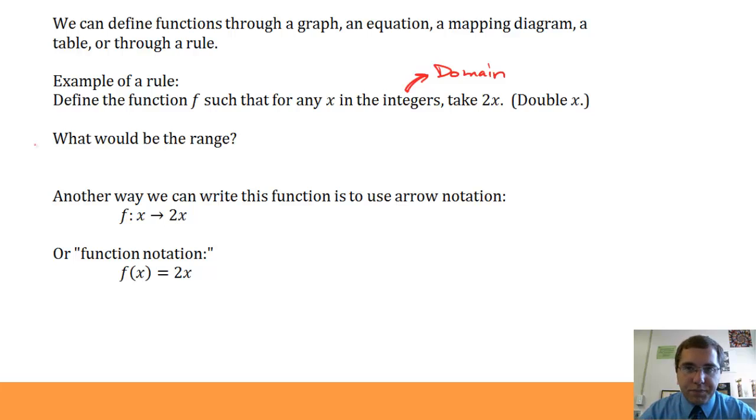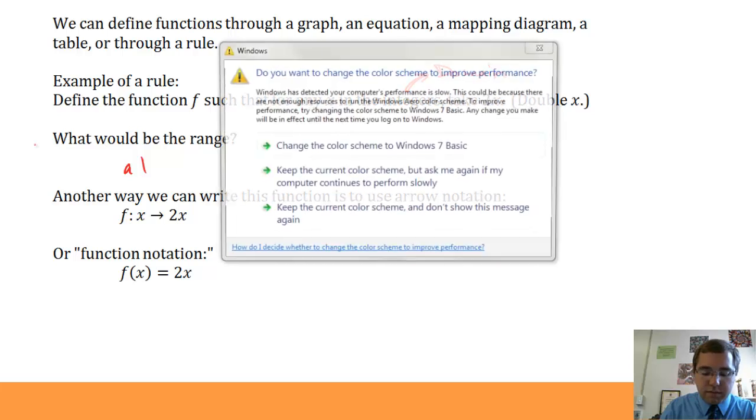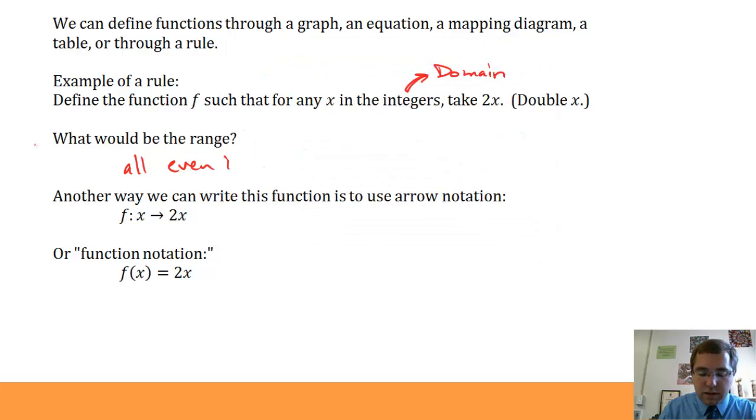What would be the range then? Well, if I take a positive number and I double it, like 2, I'm going to get 4. If I take 3, I'm going to get 6. If I take 4, I'm going to get 8. We can only get then even numbers. 0 will map to 0, and 0 is an even number. Negative numbers will only map to negative even numbers. Negative 2 will map to negative 4, negative 3 will map to negative 6, negative 4 will map to negative 8, and so on. So the range will be all even integers.